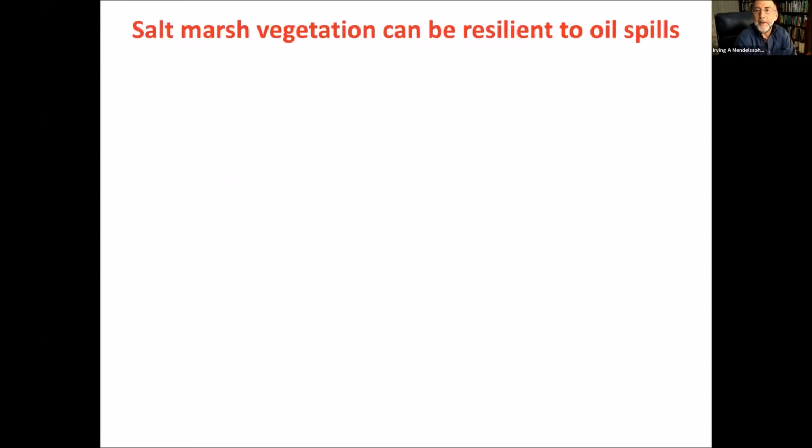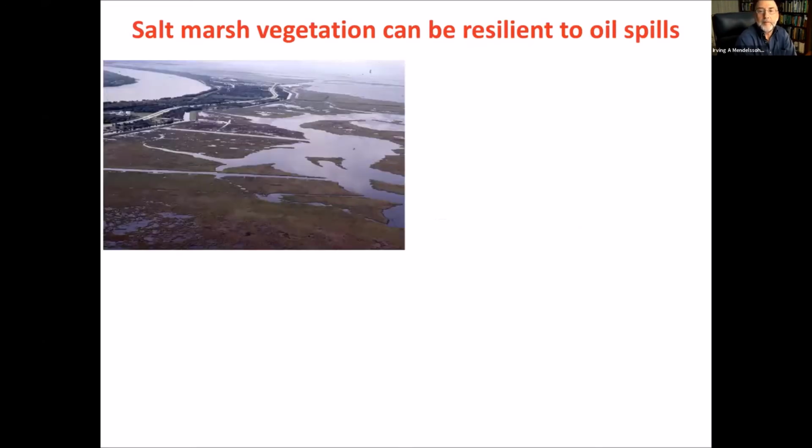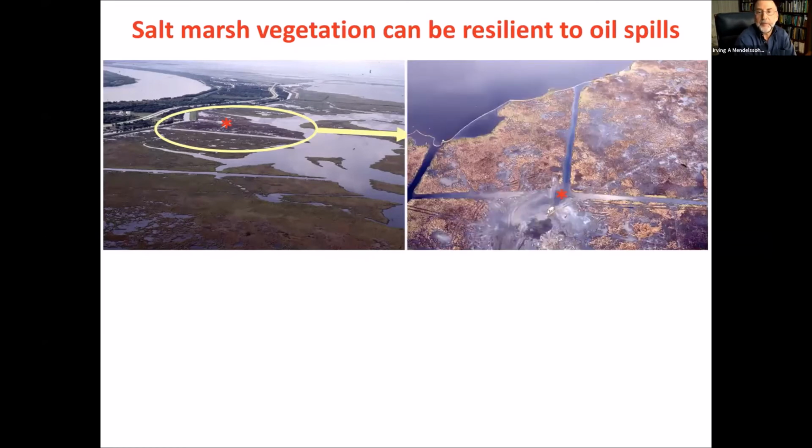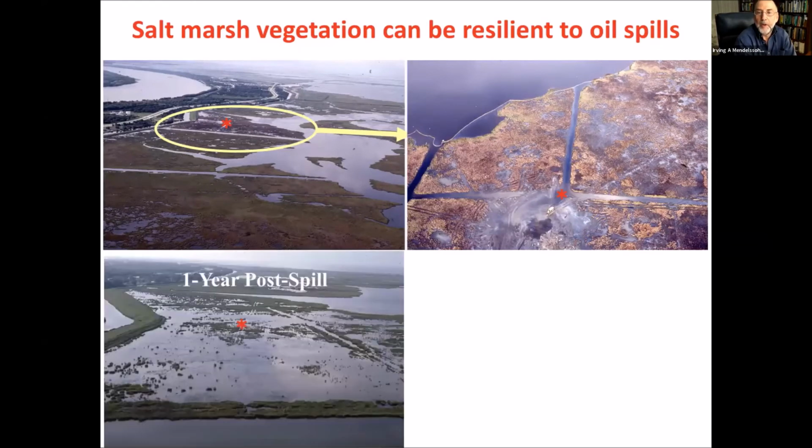It has long been recognized that salt marsh vegetation is resilient to oil spills. For example, in April 1985, a pipeline rupture released about 300 barrels of South Louisiana crude oil into this marsh just north of Empire, Louisiana, on the west side of the Mississippi River. Shortly after the spill, almost all the vegetation was dead as a result of both plant and soil oiling. But 1 year later, only minor recovery occurred, as you see here.